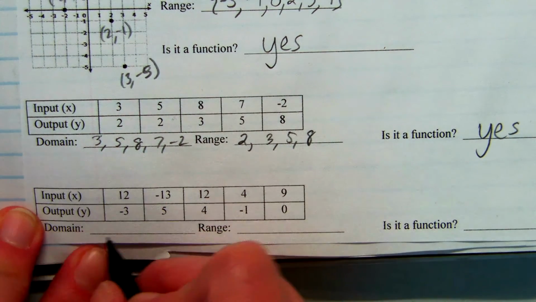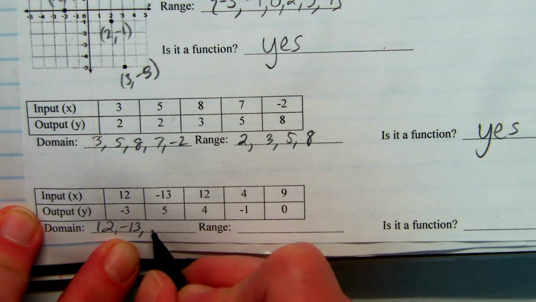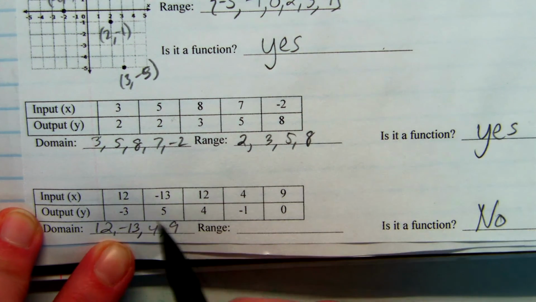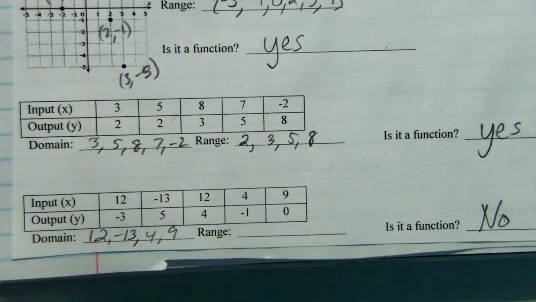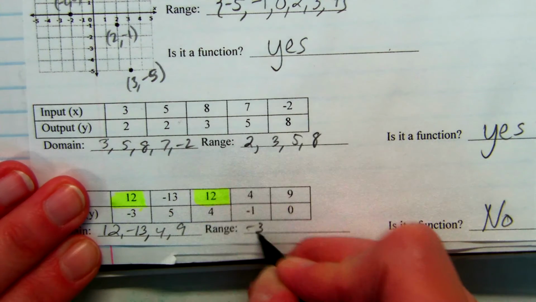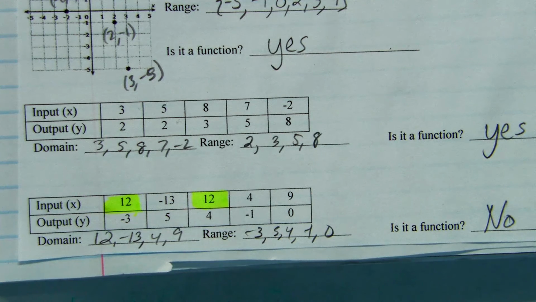And then look at the next one. The domain is going to be 12, -13, 4, and 9. And he's already saying no. Why is it no? Because we have 12 as an input, giving us 2 different outputs. So the range is -3, 5, 4, -1, 0.